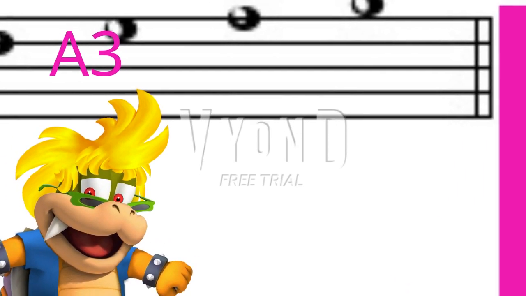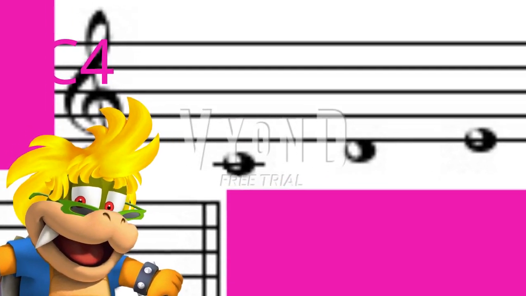A3 is on the fifth line of the bass staff. B3 is above the 5 lines of the bass staff. C4 is on the ledger line in the middle of the bass staff and the treble staff.